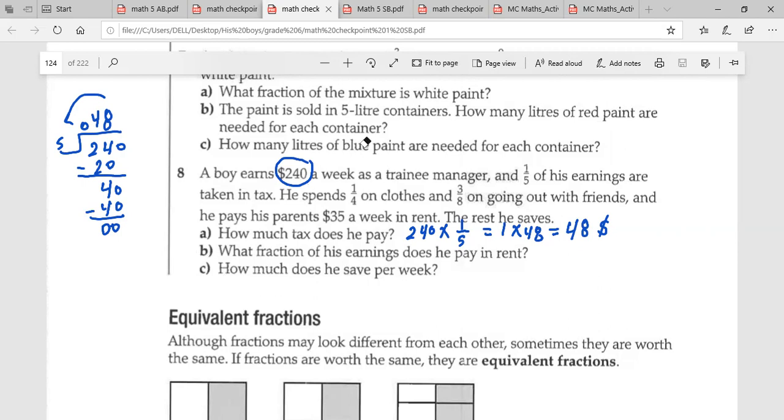What fraction of his earnings does he pay in rent? Yes, the fraction for rent. The tax is one fraction; he spent 1/4 on clothes and 3/8 on going out with friends, and he pays his parent $35 a week in rent. So here he says 35, but he didn't make it a fraction. So 35 out of all. What is the total amount he earns? 240. Yes, it is 240.